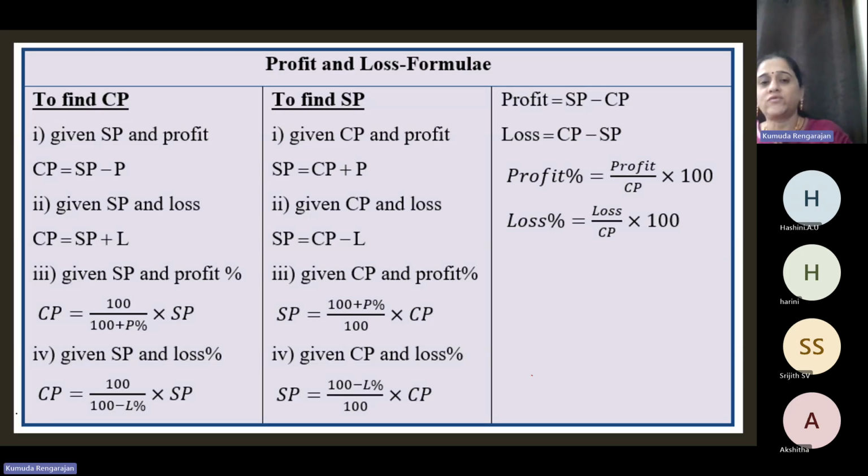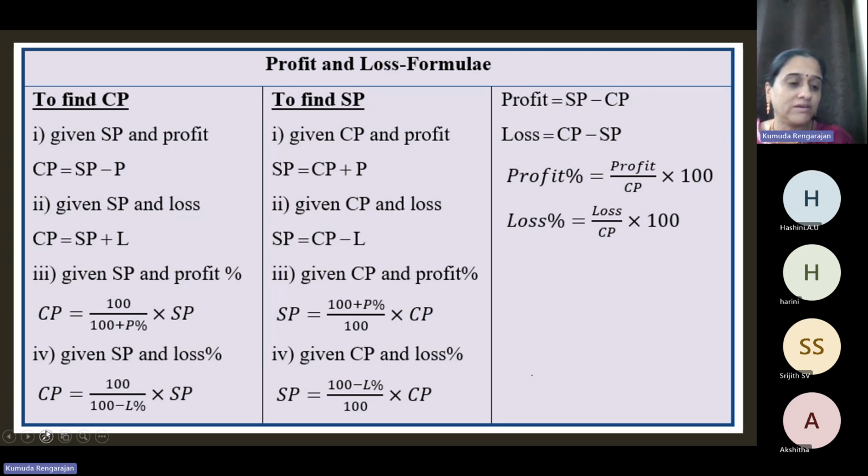So in this part of the chapter comparing quantities, we'll be dealing with these terms: cost price, selling price, profit, also called gain, loss, profit percentage, loss percentage. Okay, cost price, CP, selling price, SP. If the selling price is more than the cost price, profit, and so profit percent. If the selling price is less than the cost price, then it's a loss, and so loss percent.